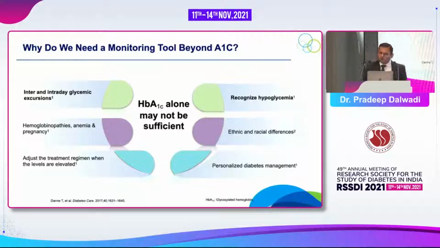Because we all know that HbA1c is not sufficient. It does not provide information about inter- and intraday variability. We know there are certain parameters which interfere with HbA1c measurement. It does not help us to recognize hypoglycemia, and on top of that, HbA1c has ethnic and racial differences, and based on just the HbA1c value it will be very difficult for us to plan a personalized treatment protocol for the patient. So we always need a metric which is beyond HbA1c.